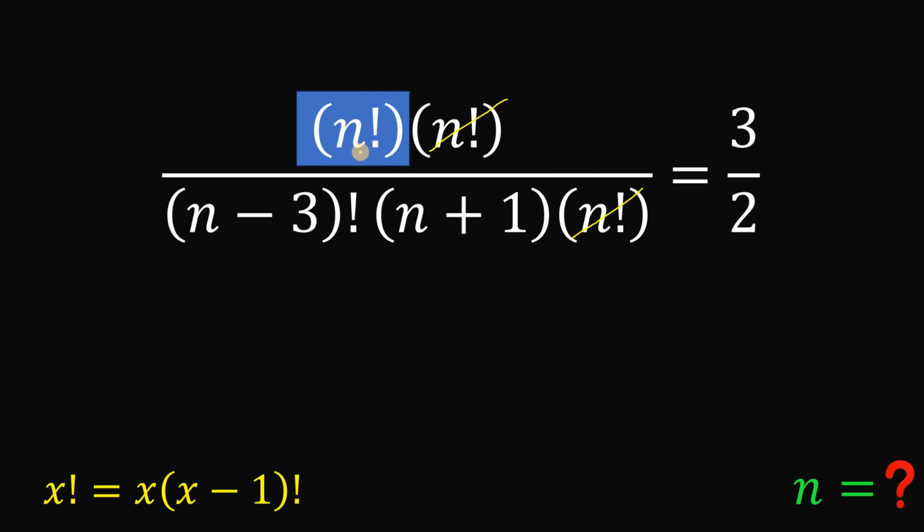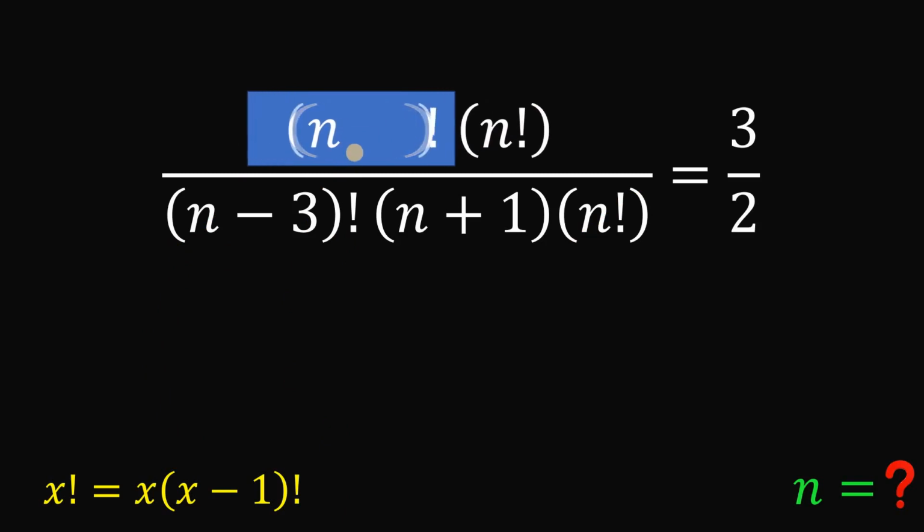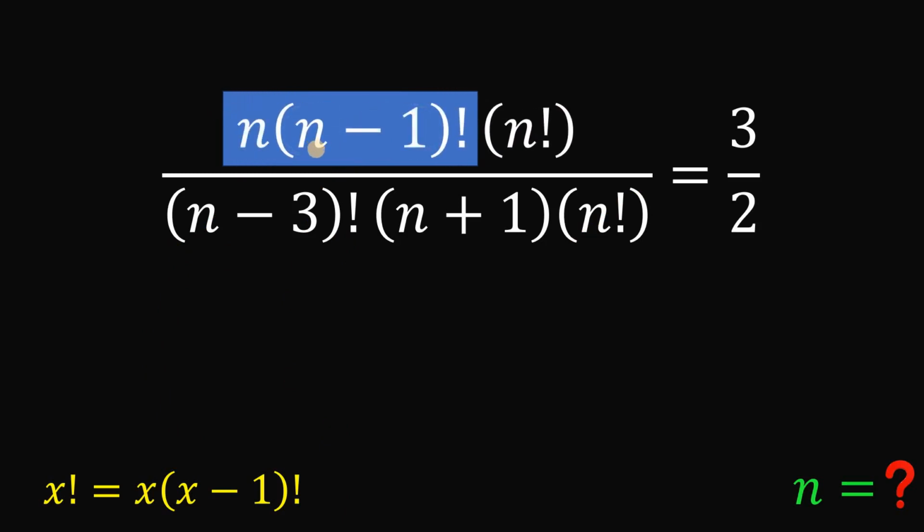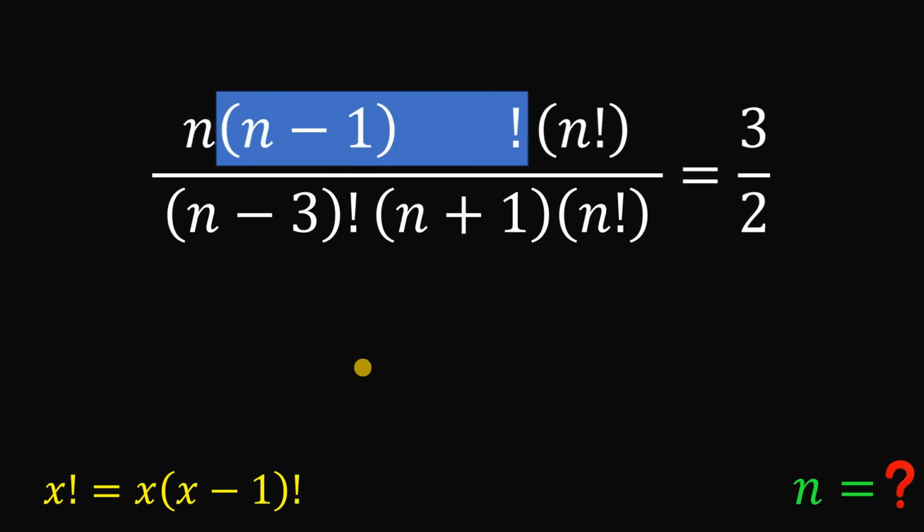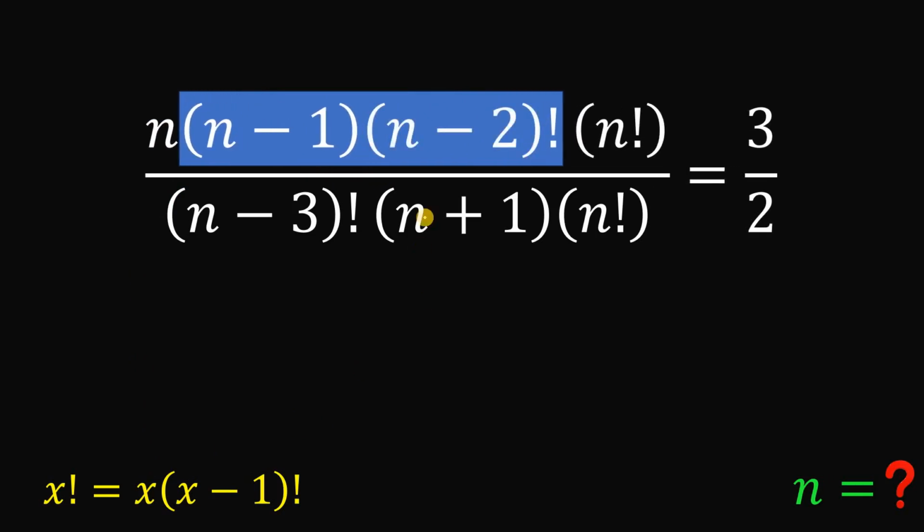But how about this n factorial? How can we rewrite this n factorial? So our goal is to eliminate n minus 3 factorial, of course. So using this identity, n factorial, we can write as n multiplied by n minus 1 factorial. Now, how about this n minus 1 factorial? Again, using this identity, we can write this as n minus 1 multiplied by n minus 2 factorial.